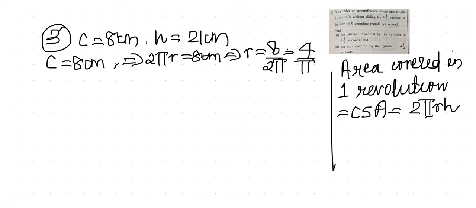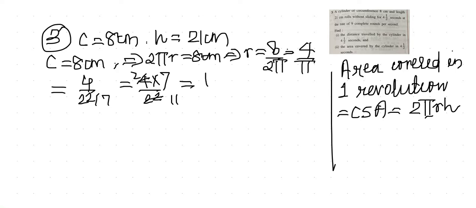So this in turn will be equal to 4 divided by 22 upon 7, which is equal to 4 into 7 upon 22. So how much is this equal to, children? This goes 2 times, so this will be 14 upon 11 centimeter. So the radius of this particular cylinder we have calculated as 14 upon 11 centimeter.